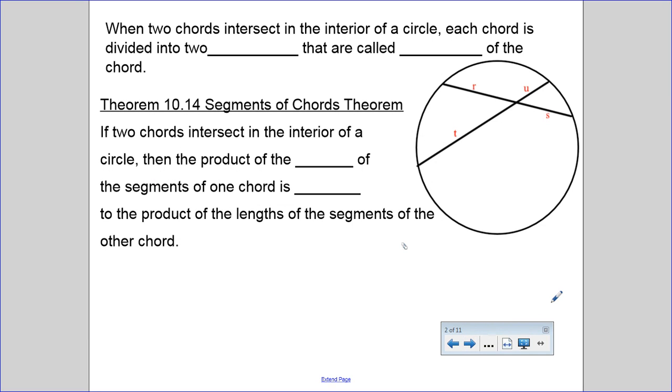When two chords intersect in the interior of a circle, each chord is divided into two segments. And those segments are called the segments of the chord.